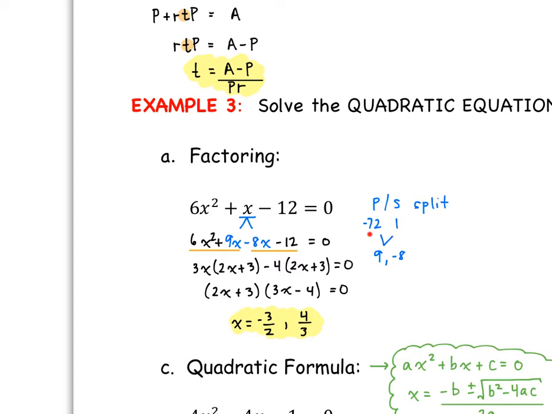I need two numbers whose product is a times b, so -72, and whose sum is 1. So I get 9 and -8. So we're going to split that middle term up, and then we're going to factor by grouping, taking the GCF out of the first group, the GCF out of the second group, and we end up with our factors of 2x plus 3 times 3x minus 4, setting each of those equal to 0 because now we have an equation. We get our two answers of x equals -3/2 and x equals 4/3.